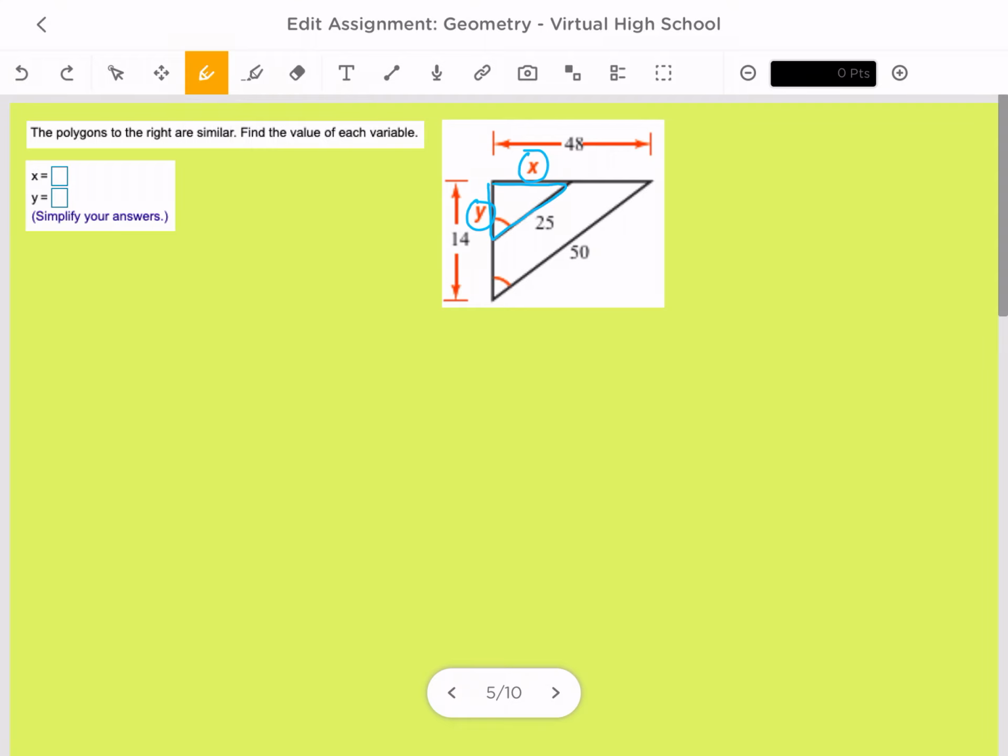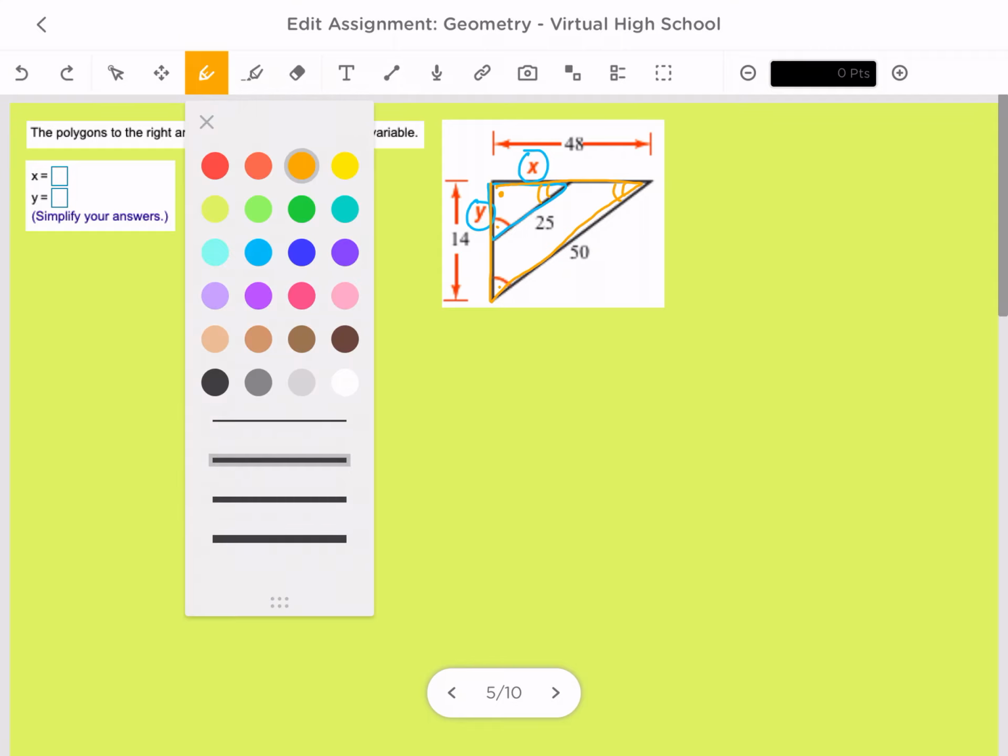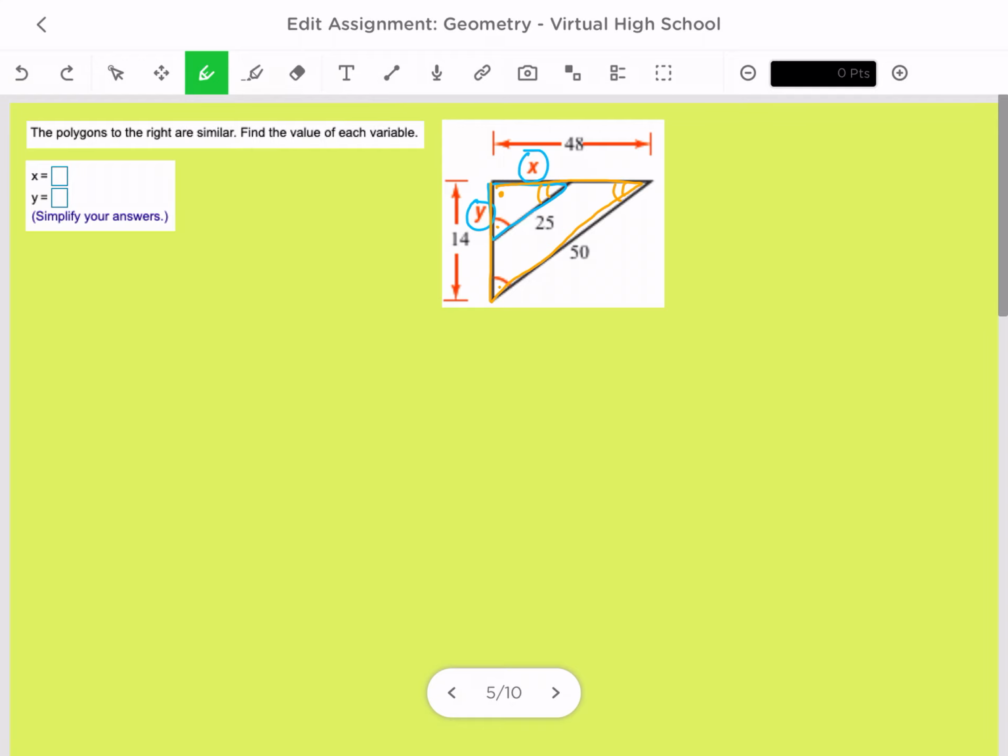and the big one, that one, are similar to each other because we know that they have one angle that they share, and then they have two angles that we know are congruent to each other. So that means that the third pair of angles also has to be congruent. Since all the corresponding angles are congruent, that means they have to be similar to each other. So I can just set up a proportion to figure out what the values of x and y are.